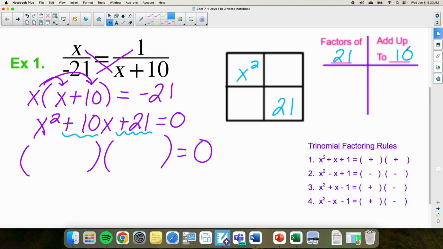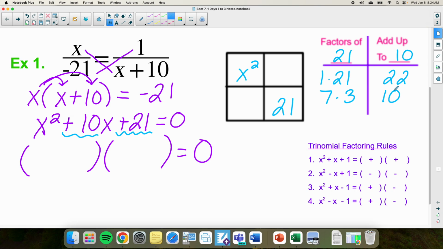Okay, so I'll give you an example. 1 times 21 equals 21, but 1 plus 21 is 22, so that does not work. What's another two numbers that give us 21? 7 and 3, right? So if I go 7 times 3, that's 21. 7 plus 3 is 10. Okay, so those two are our factors.